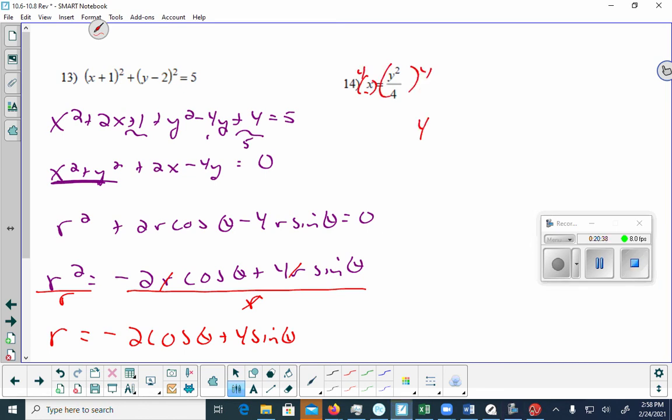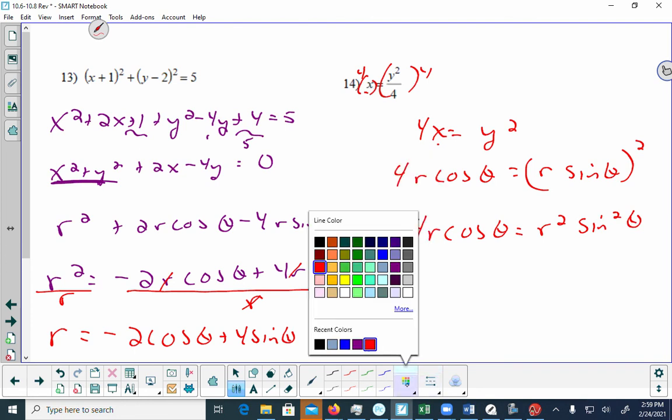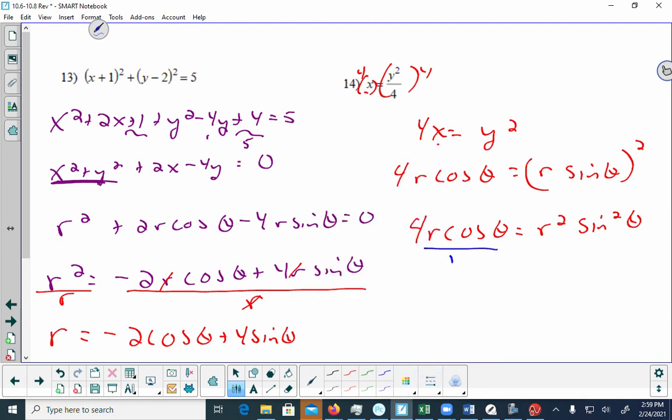And when I do that, I'm going to have 4x is equal to y squared. I'm going to replace the x with r cosine theta. I'm going to replace the y with r sine theta, but that's squared, so I'm going to write squared. So this will be 4r cosine theta is equal to r squared times sine squared theta. Probably, to make life somewhat easier, I'm going to divide both sides by r. And when I do that, I'm going to have 4 cosine theta is equal to r times sine squared theta.